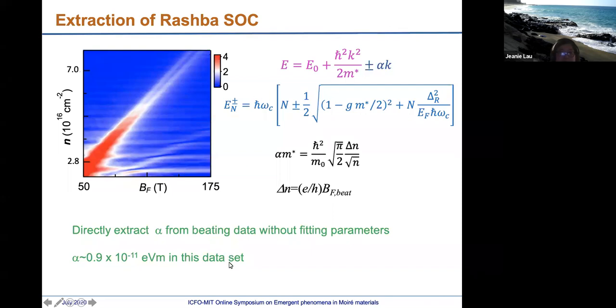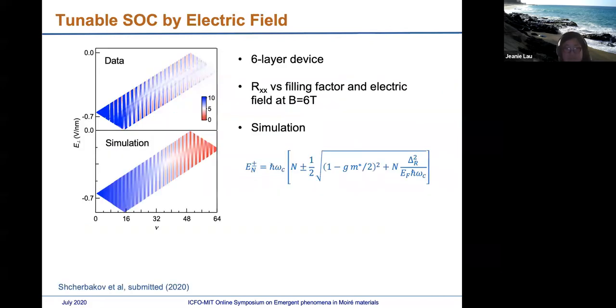Okay, so now we see that we can directly measure alpha. Now we want to see how it can be changed by the electric field. Again, this is a nice thing about 2D materials: we can directly control the spin orbit parameter. Ideally, we can take this type of data at every electric field, but a more time efficient method is to stay at a constant magnetic field and change the charge density and the electric field.